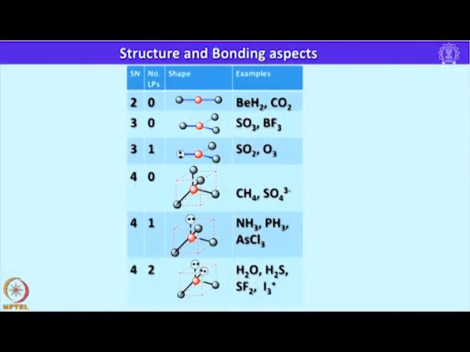And now let me discuss molecules having both bonded pairs and lone pairs. So, in case of steric number 2, there are no lone pairs, only bonded pairs. For example, for beryllium hydride or CO2, one can write the structure conveniently.